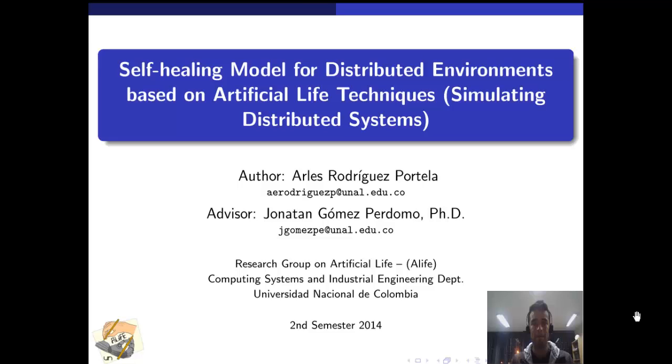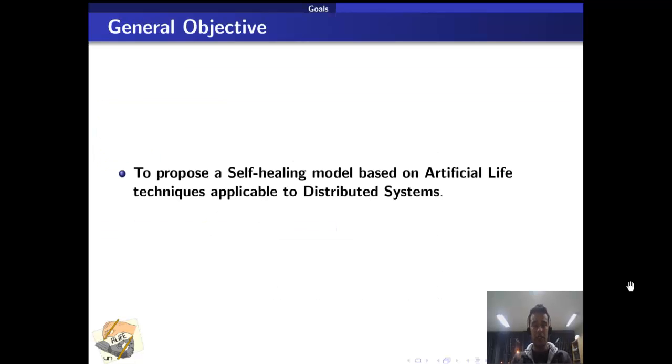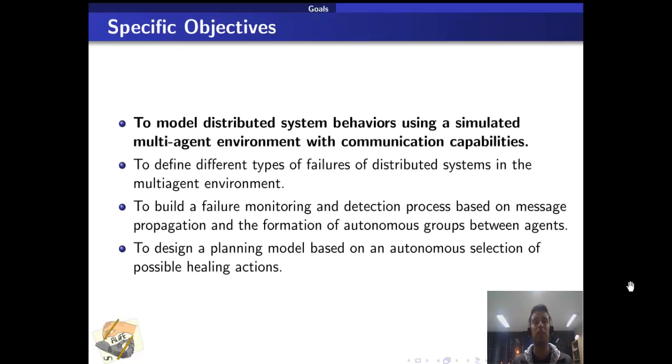The goals for my dissertation are to propose a self-healing model based on artificial life techniques applicable to distributed systems. To achieve this general objective, I intend to model distributed systems behavior using a simulated multi-agent environment with communication capabilities.